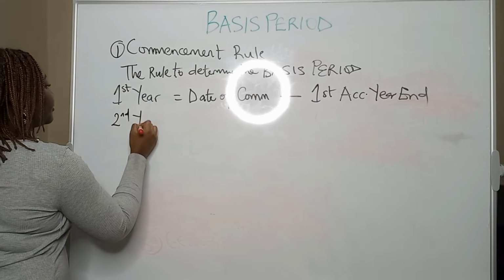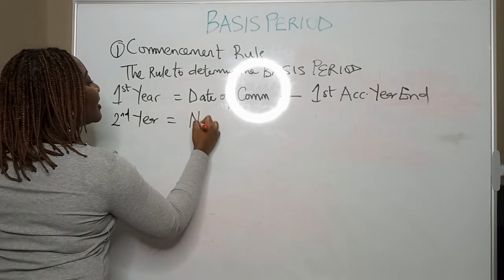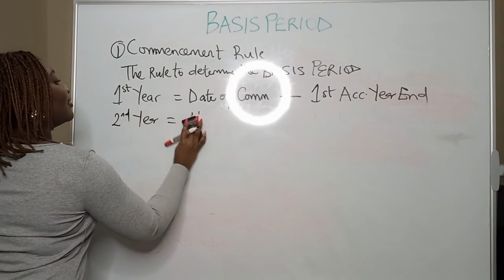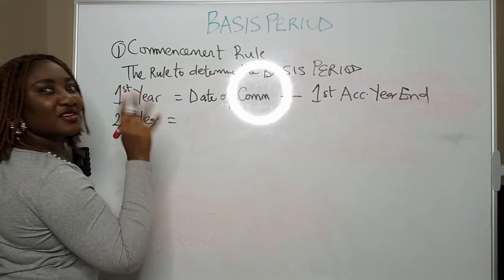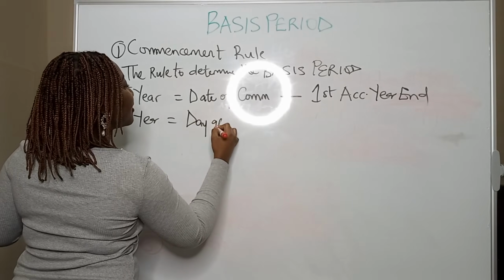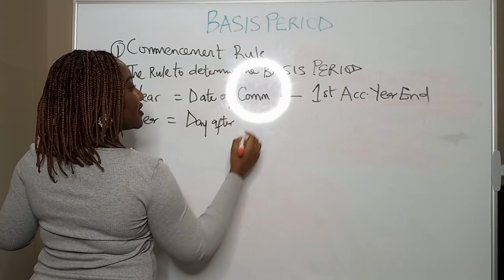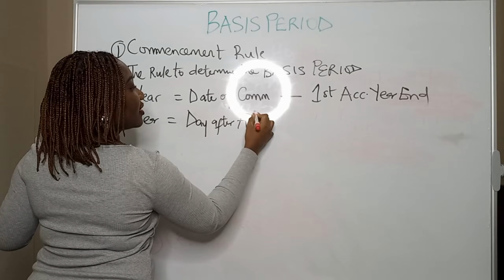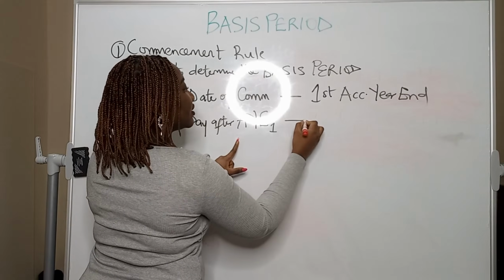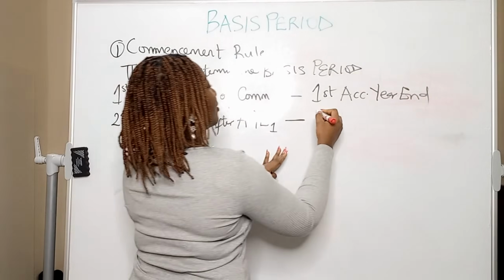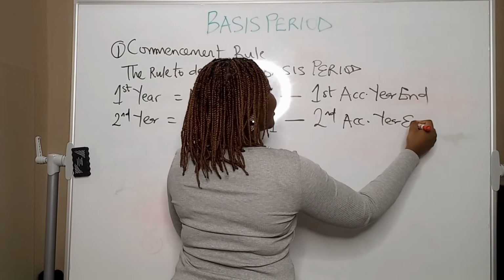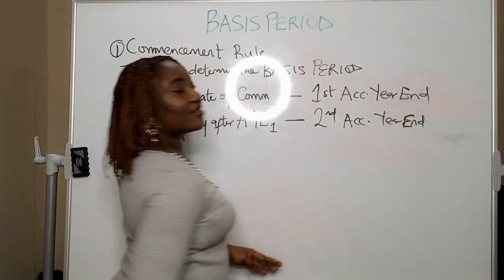Second year is equal to what? Next day, or let's say day after. That next day is very ambiguous. Day after first accounting year end. AYE is accounting year end, okay? Day after the first accounting year end to second accounting year end. So easy.